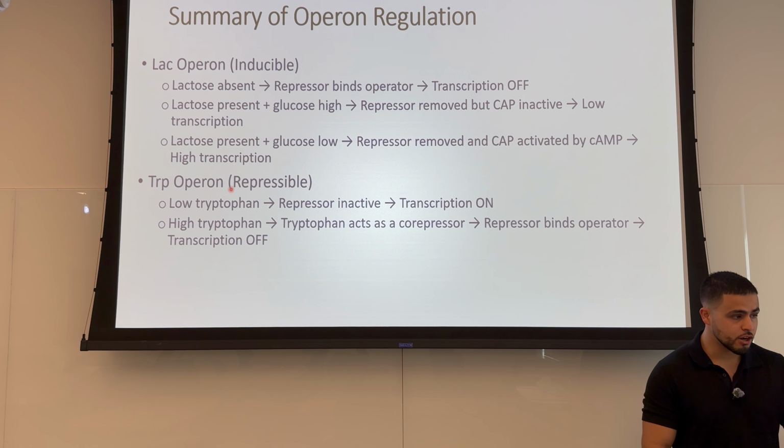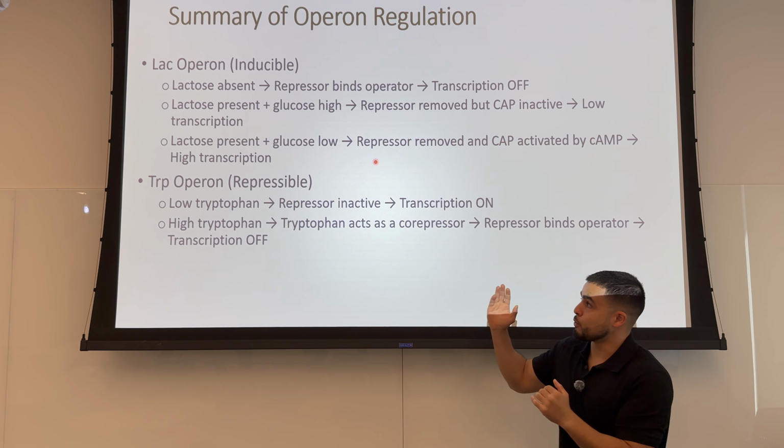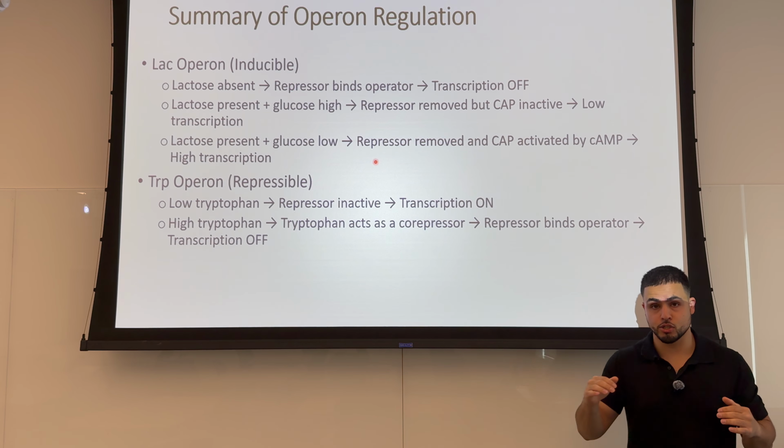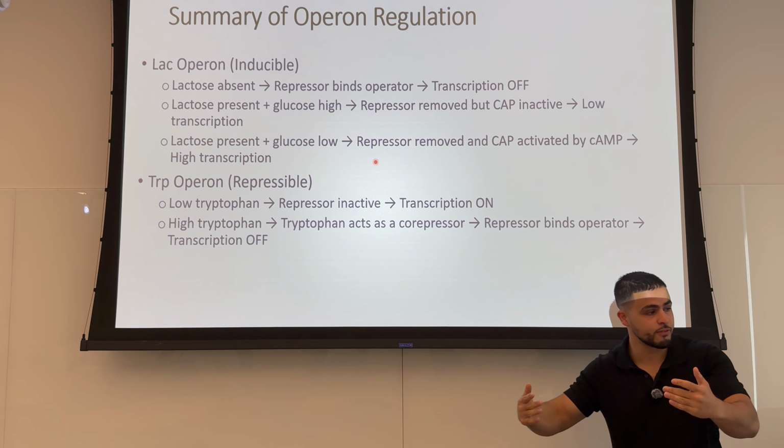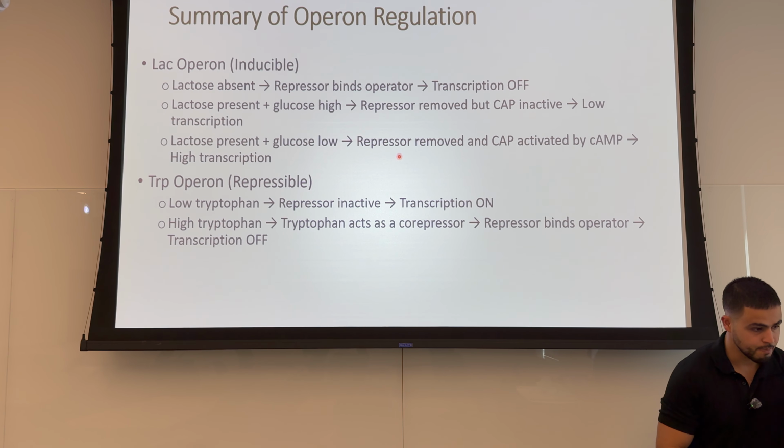And then for trp, it's essentially the opposite of that. When you have low tryptophan, the repressor is inactive and transcription is on. Once you've synthesized enough tryptophan, now tryptophan acts as the co-repressor and shuts down the process.